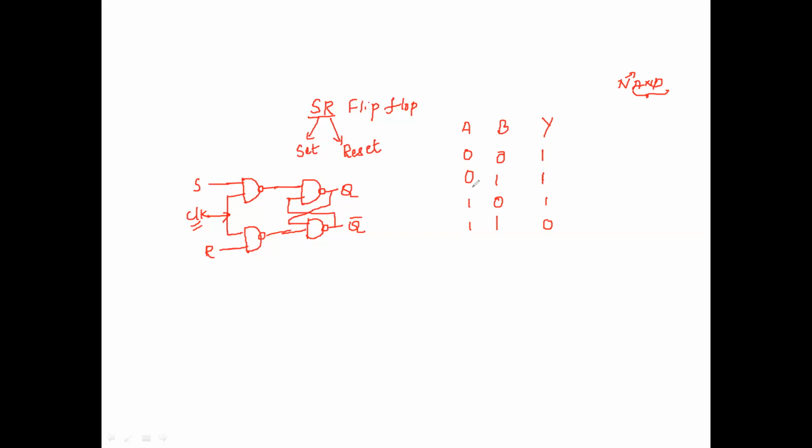After knowing the truth table of the NAND gate, let me analyze this SR flip-flop. First, let me take the first condition. Here I will write the truth table for the SR latch: S and R are the inputs, Q and Q bar are the outputs.